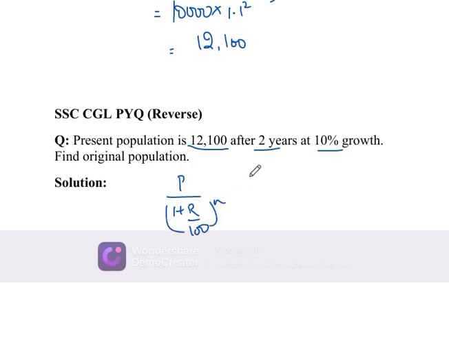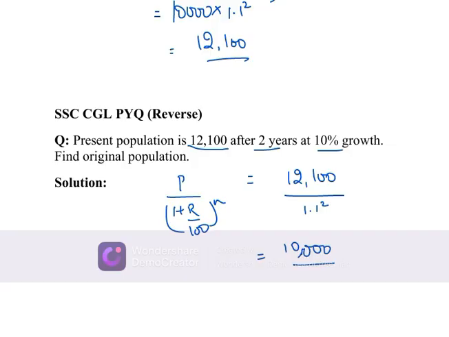If you apply this formula, you will get 12,100 divided by, again, 1 plus R by 100 will become 1.1. So 1.1 squared, time is 2 here. On solving this, you will get the value 10,000. So that's the reverse question. Here, in the above question, 10,000 was given and your answer was 12,100. Now in the reverse question, you will get the original population as 10,000.